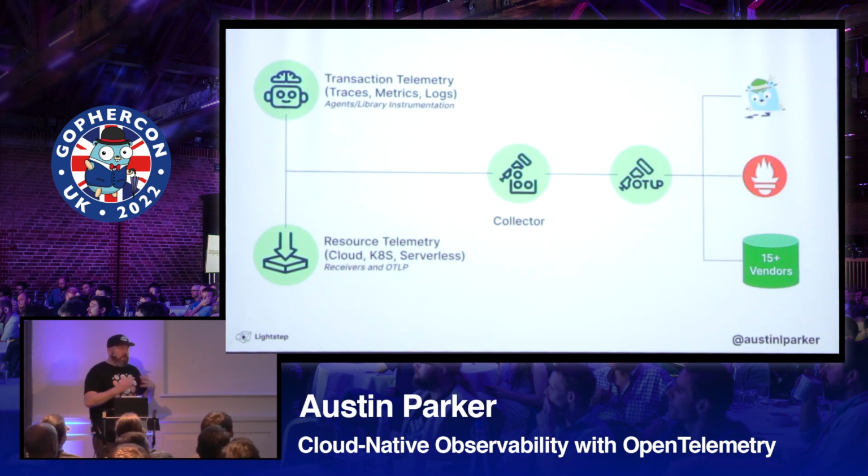The OpenTelemetry native way to do this is to export OTLP and then send it to open source tools like Jaeger and Prometheus, or to one of the many vendors that either has their own custom collector exporter, or accepts OTLP itself.